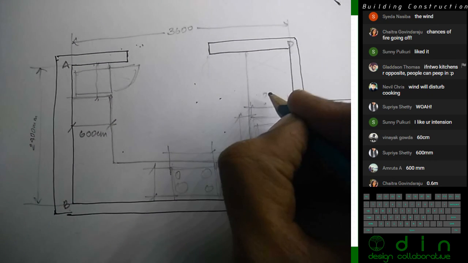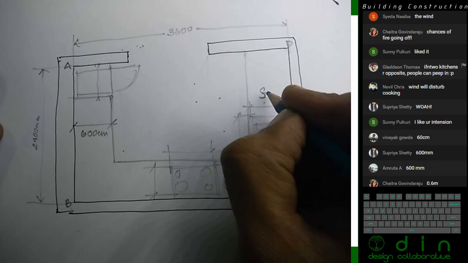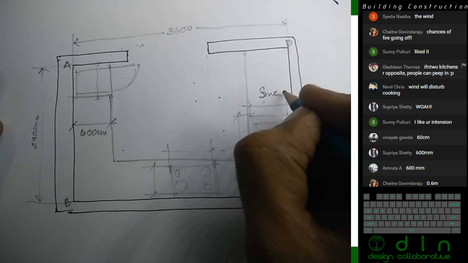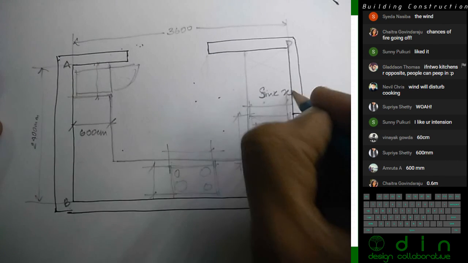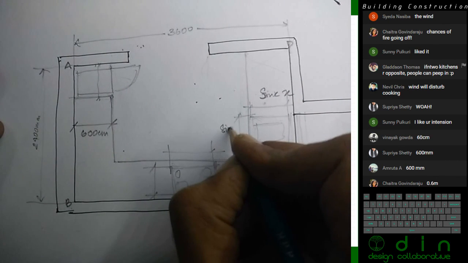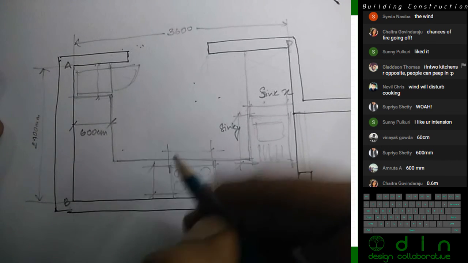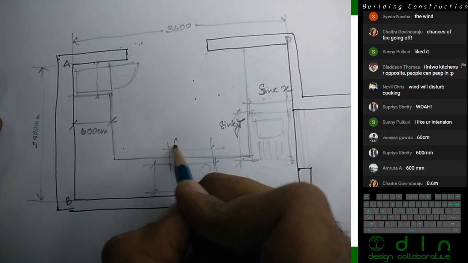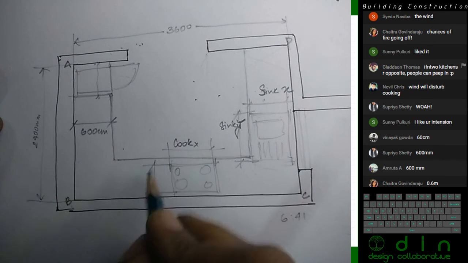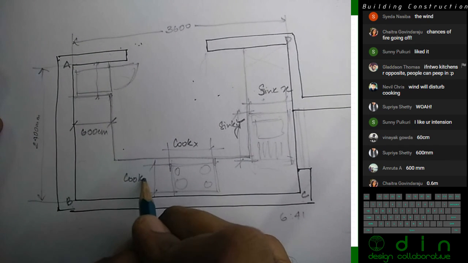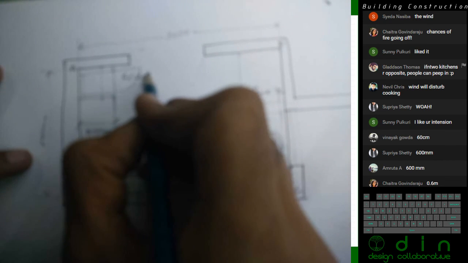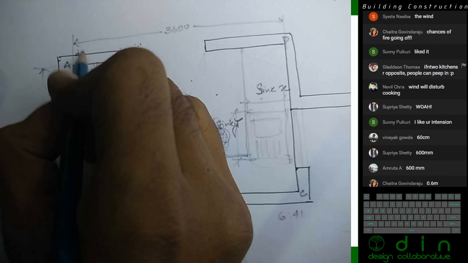Okay, let's call this sink. Everything in this direction is x, so sink x and sink y. Okay. This is cook x and cook y. And fridge y and fridge x.